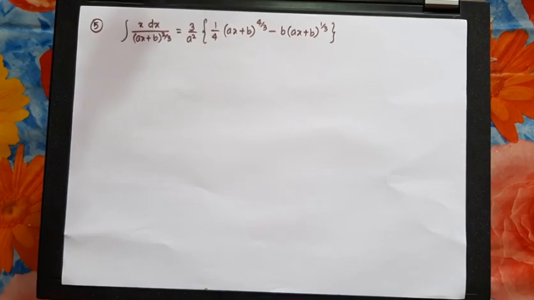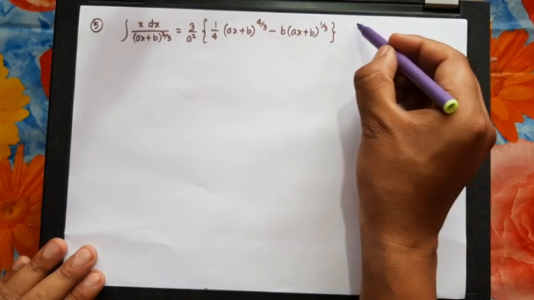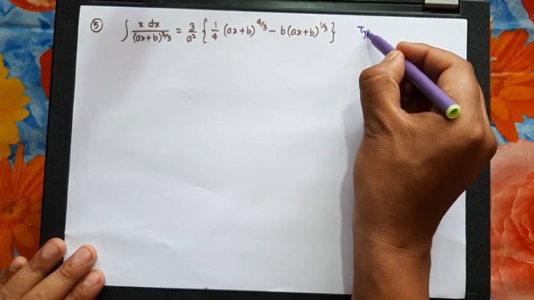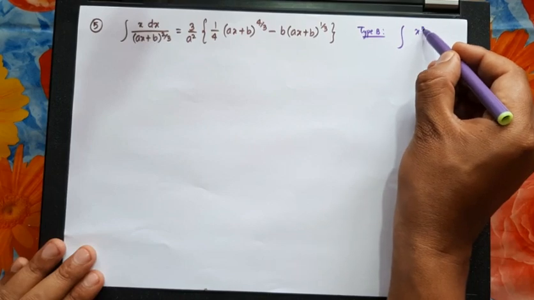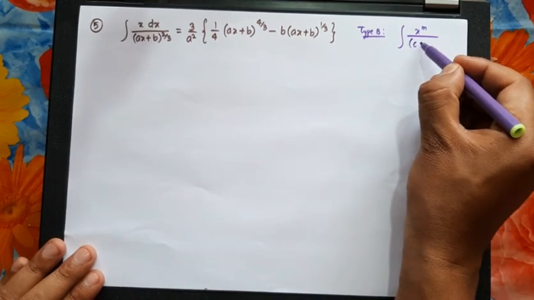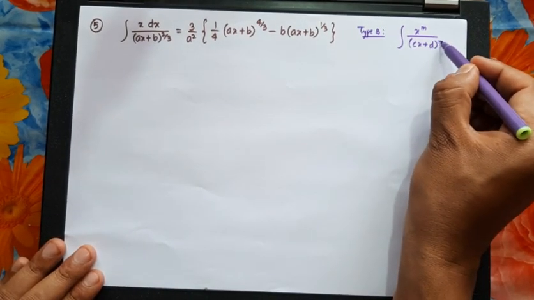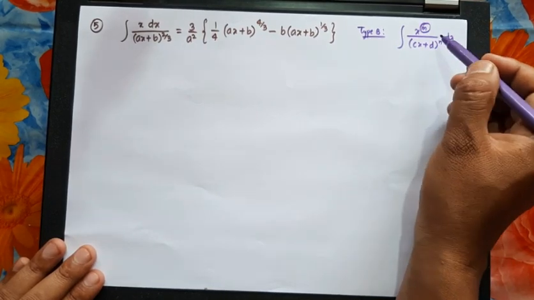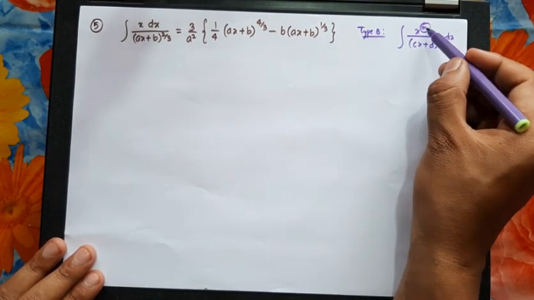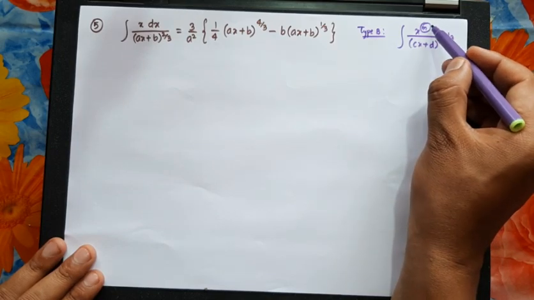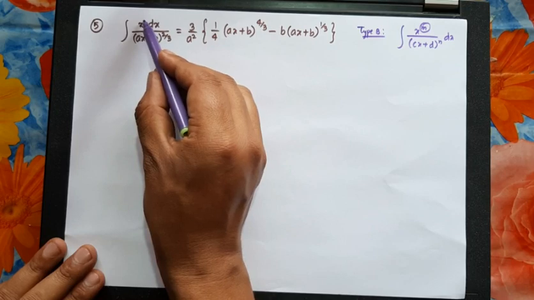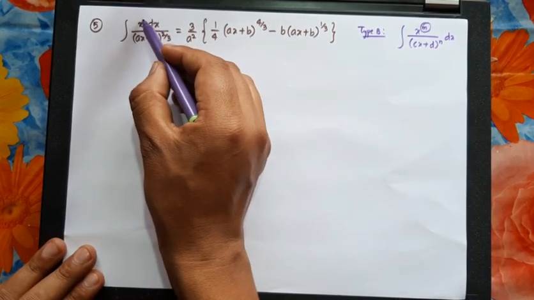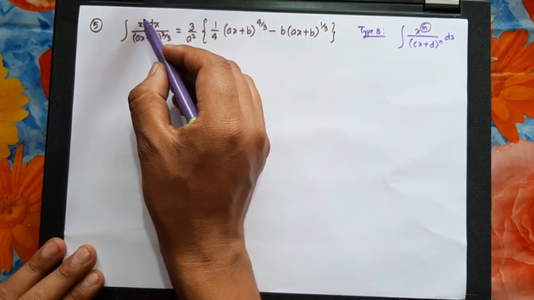Now let us verify this particular integral, and again this falls under type B. In type B we have a form which says x to the power m divided by (cx plus d) to the power n dx, where m is a positive integer. This is very important. Now if I compare this with this, here the power of x is 1, and we know that 1 is a positive integer.